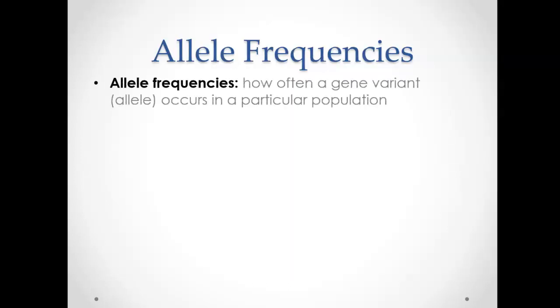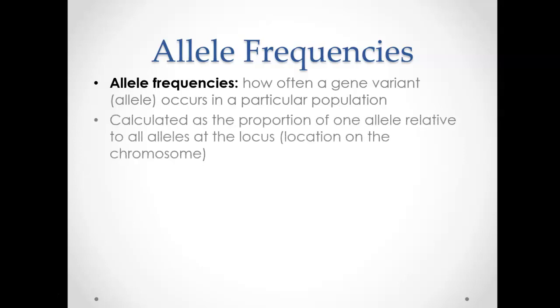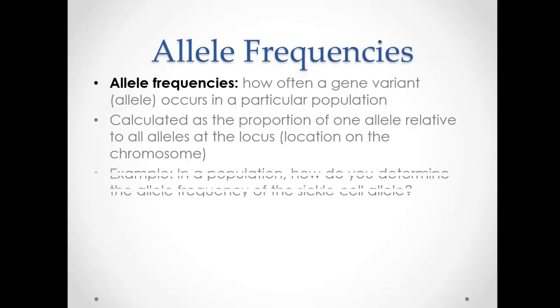So what we can do with some very simple math is figure out how often an allele occurs in a particular population. The way to do this is we calculate the proportion of one allele relative to all of the alleles at that locus, which locus is just a place on a chromosome. So what we want to figure out in a population are very specific allele frequencies.